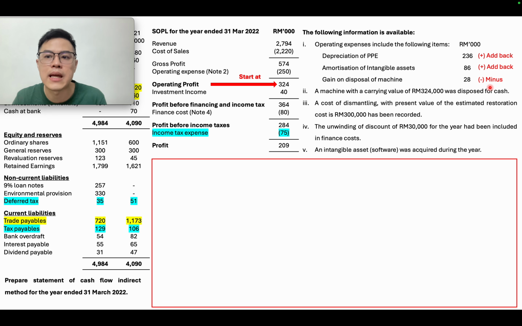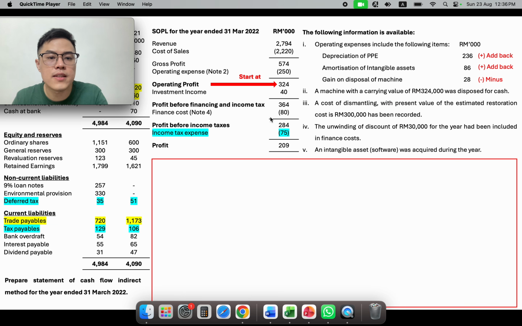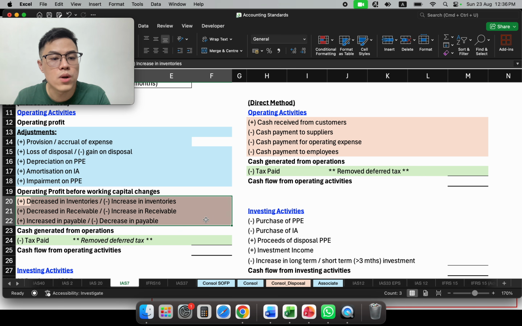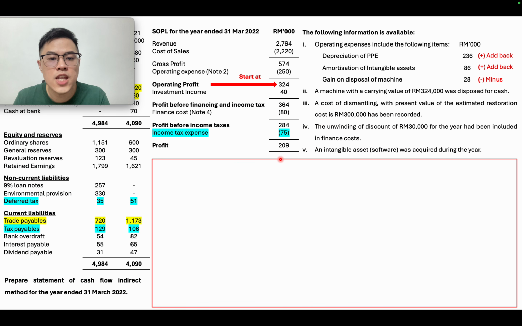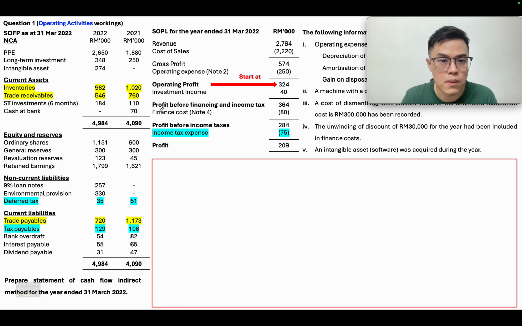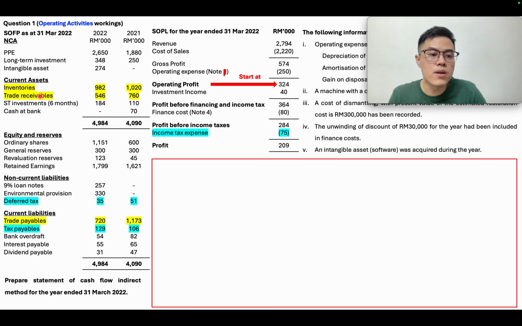But that is before your working capital changes. Immediately after these steps, we go to the changes in working capital. Here we have inventory, receivables, and payables. It is very clear that inventory was 1020 last year and this year 982. So this is a reduction.